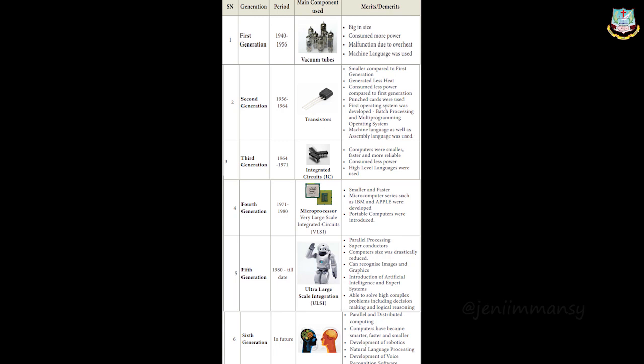And today's work is you have to write the generations of computer question in your note. Okay, you have to put all these tabulations and you have to give separate column for serial number, generation, year, and the component which is used in that particular generation, and then the merits and demerits. Column wise you have to draw and you have to write it down in your note.